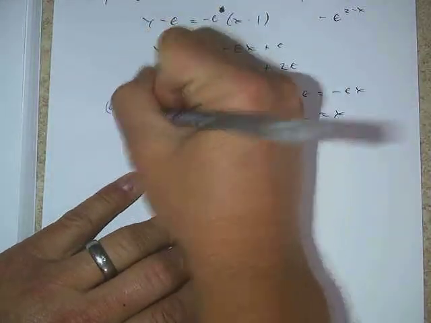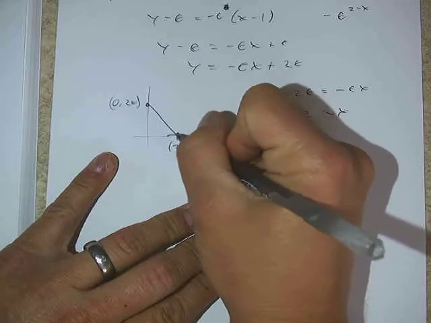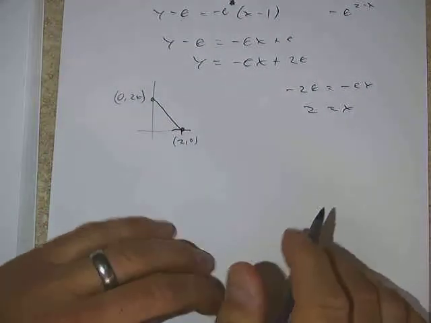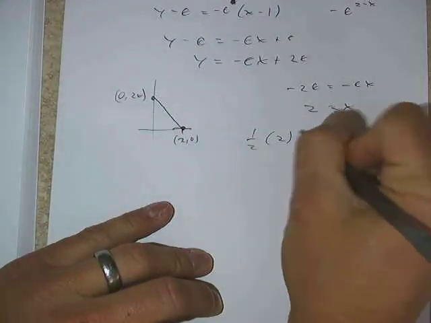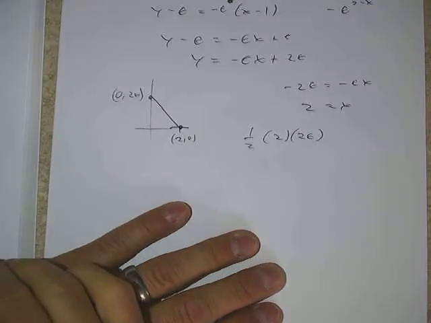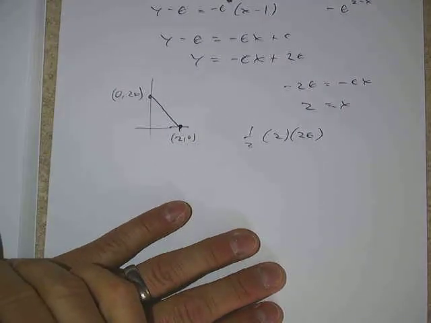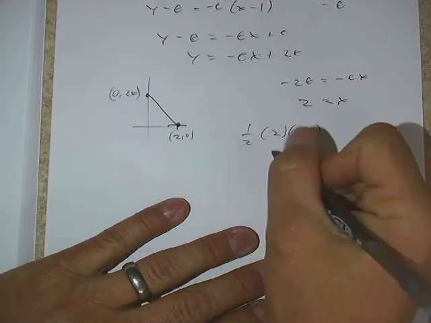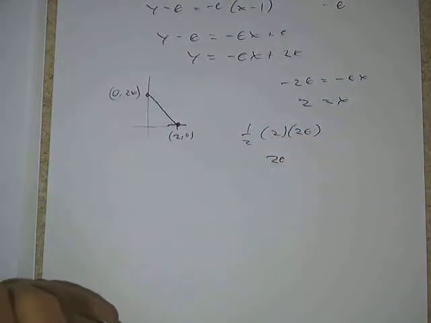My x-intercept would be where y equals 0. So if we solve this, we'd have negative 2e equals negative ex if I put a 0 in for y and solve for x. So dividing by negative e on both sides, I'd get simply 2. So that means (2, 0) would be my other intercept.